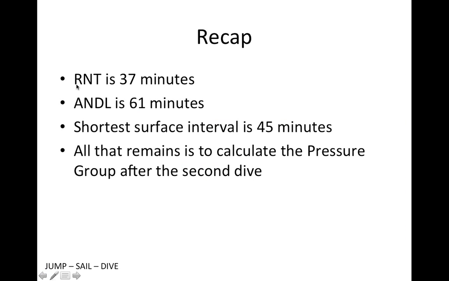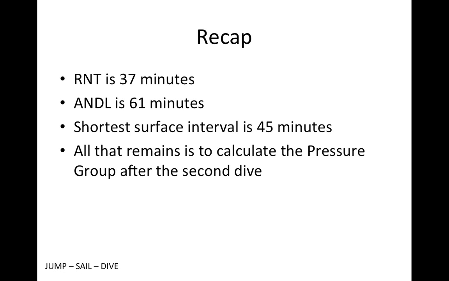So we have a residual nitrogen time of 37 minutes. Remember, this must be added to our actual bottom time to give us the total bottom time. We have an adjusted no decompression limit of 61 minutes. This means that we cannot spend any longer than 61 minutes underwater. We're all right, we're planning on 60, so we should be okay. The shortest surface interval is 45 minutes. So that's the least amount of time we can spend on the surface.